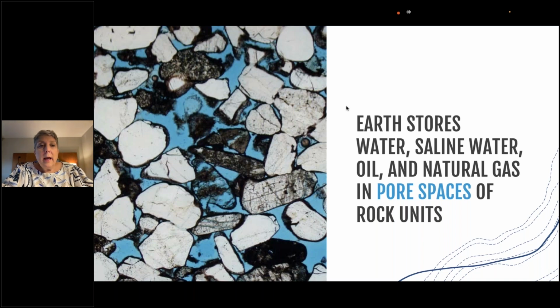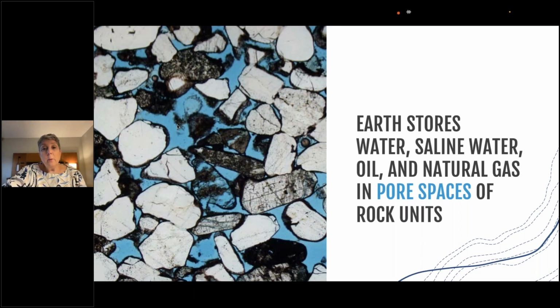What I mean by that is if you look at this photo micrograph, which is essentially a microscopic view of a sandstone, you can see that there's a lot of round grains that touch each other in various places. The blue space that you see is pore space. And so that pore space below the water table is filled with something.